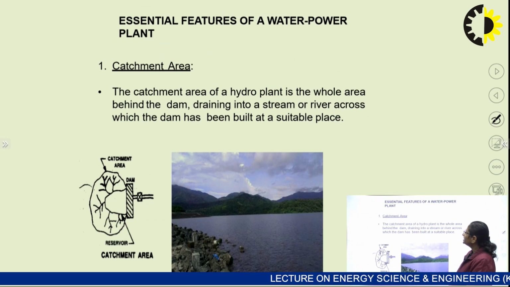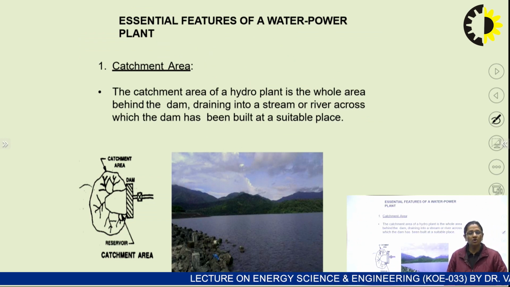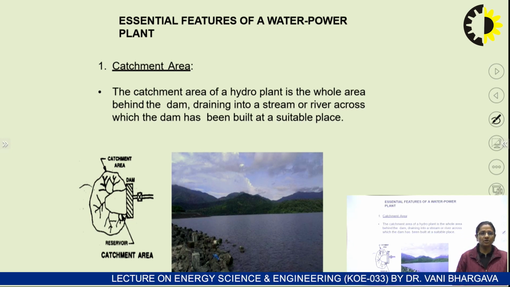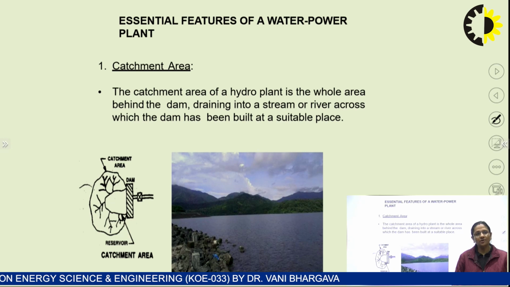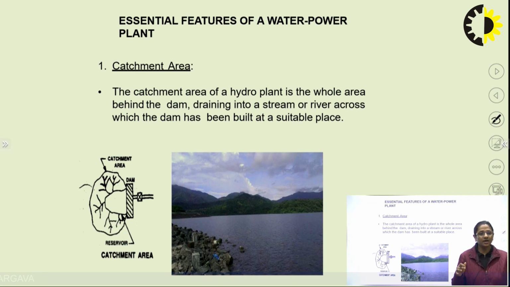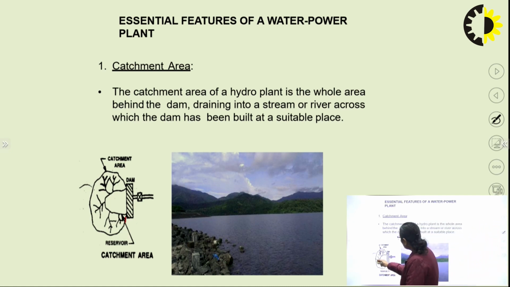Starting with the catchment area. The catchment area of a hydro plant is the whole area behind the dam, draining into a stream or river across which the dam has been built at a suitable place. So that entire area behind the dam is said to be the catchment area. You can very well see the catchment area over here.